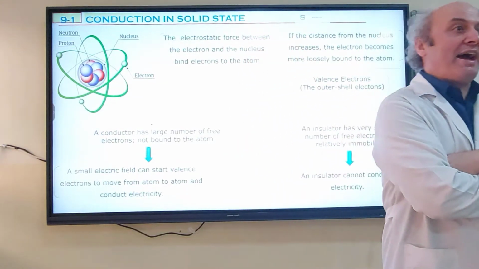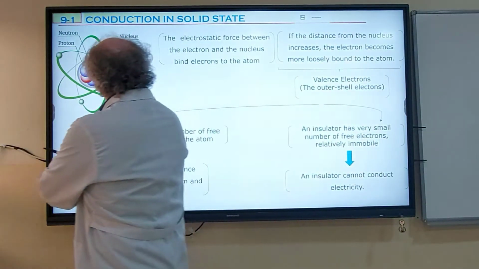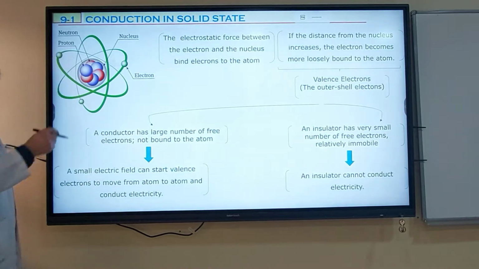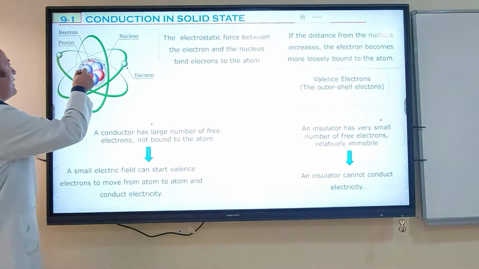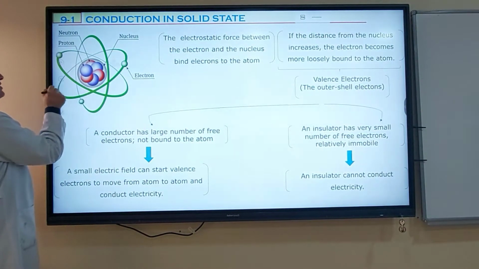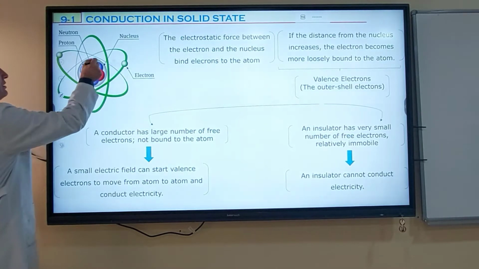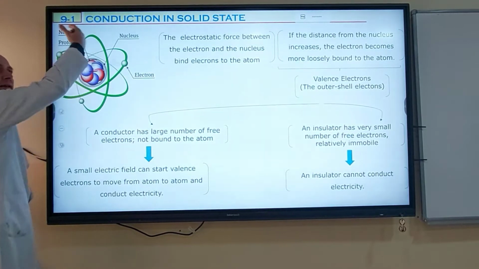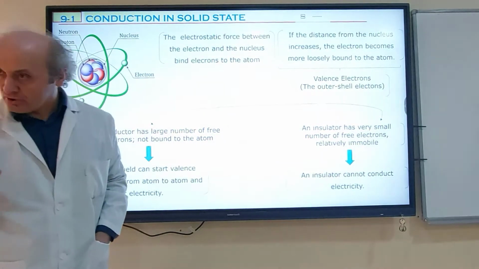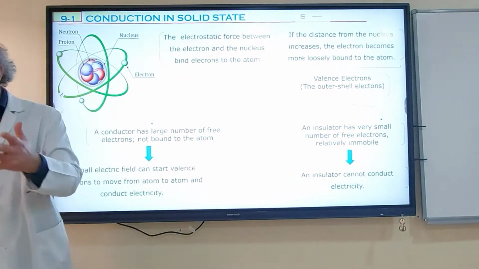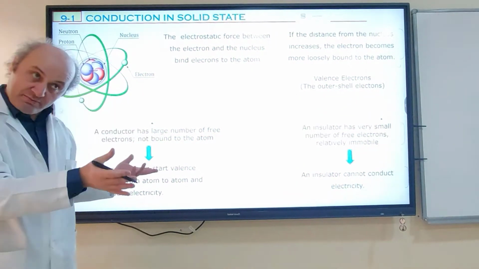First, let's start with the atom. The atom has a nucleus. Inside the nucleus we know there are protons. That's why the nucleus of the atom is positively charged. But electrons are revolving around the nucleus in circular orbits. We know this from the Bohr model, and the same thing is said in the Rutherford model.